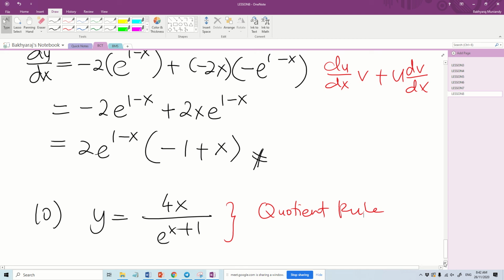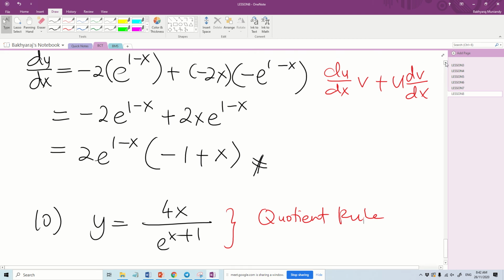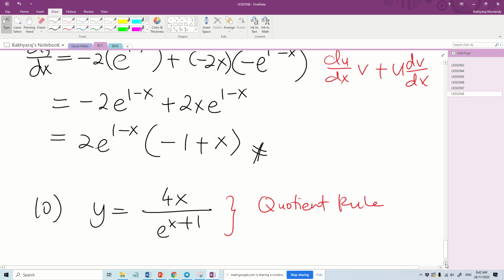Okay, finish number 9. Then continue with number 10. Okay, number 10, we have a combination of polynomial and exponent, but this time it is divide. So divide means we must use the quotient rule. Okay, so remember the quotient rule. So we need to use the quotient rule.